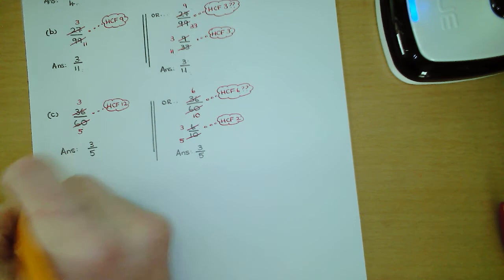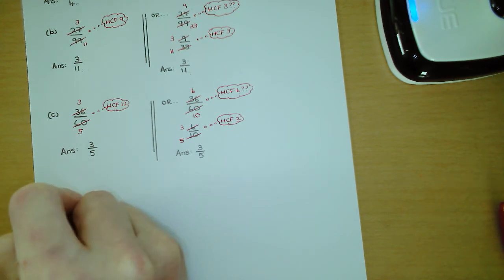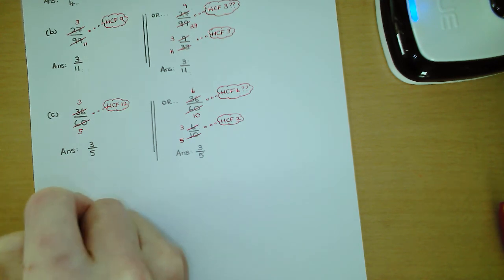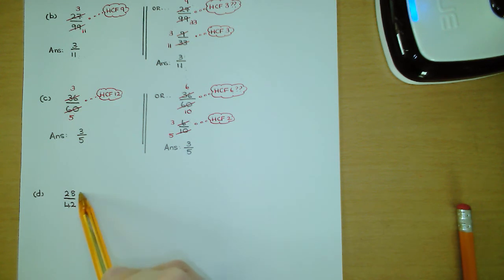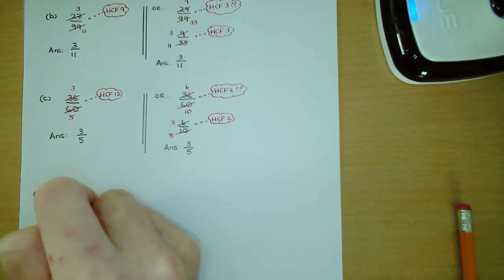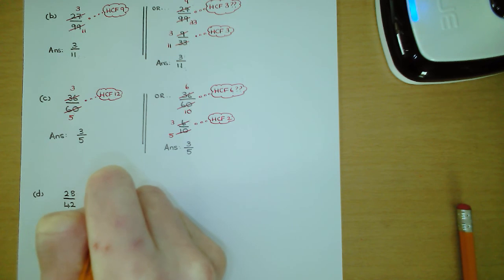Part D. We've got 28 over 42. Now, again, we need to get the largest number that goes into 28 and 42. Now this is a difficult one for many people, but the largest number that goes into 28 and 42 is 14. Now that's not immediately obvious.